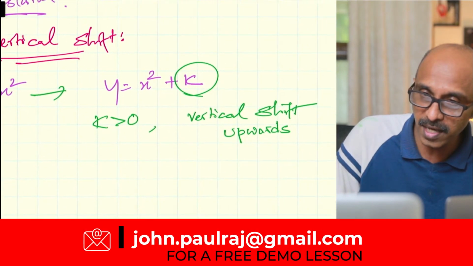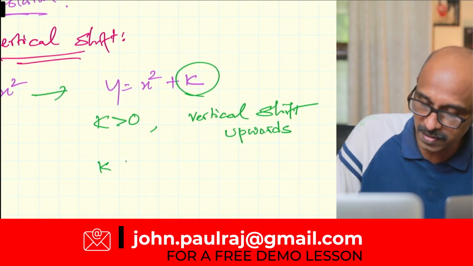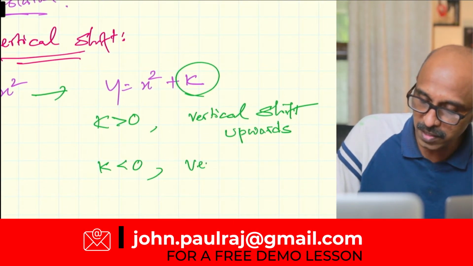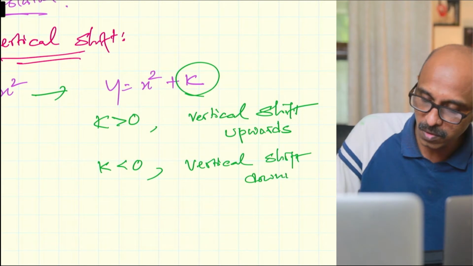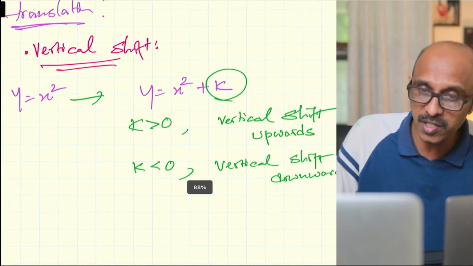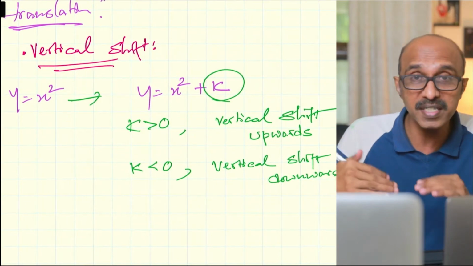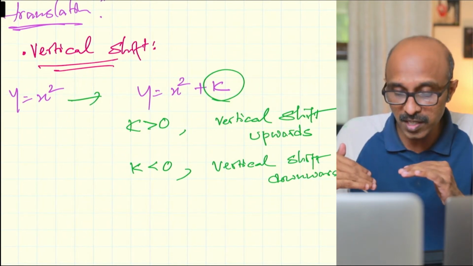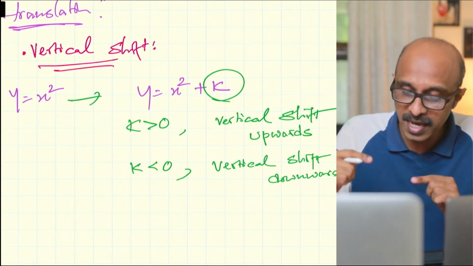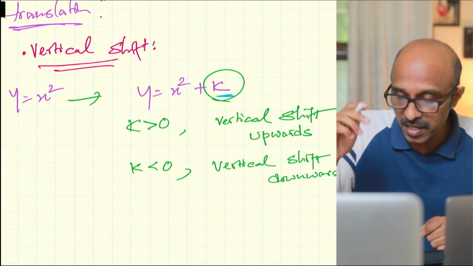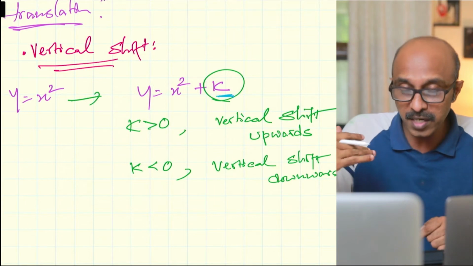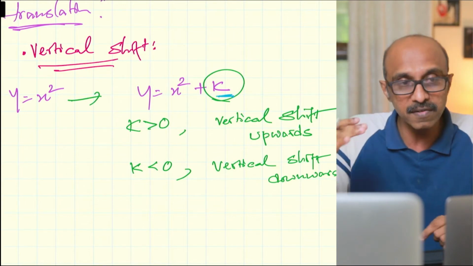Making sure that you can see this. And then when you have k as a negative number, you'll have a vertical shift downwards. Right? So if the parent function is y equals x squared, you have y equals x squared plus k. The transformation is translation, and that k is talking about a vertical shift. If k is positive, it's a vertical shift up. If k is negative, it's a vertical shift down.